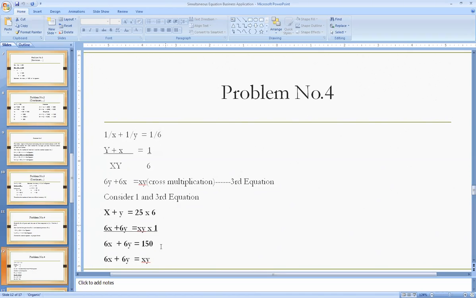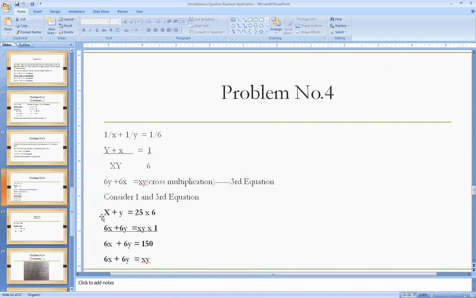Again we should go back to the previous thing, that we need to go for eliminating the values, that is x plus y equals 25. This is the first equation. And the second equation we calculated here is going to become the third equation after rearranging the values and formatting the equation. The third equation has to be written here to find out the values: 6x plus 6y equals xy.